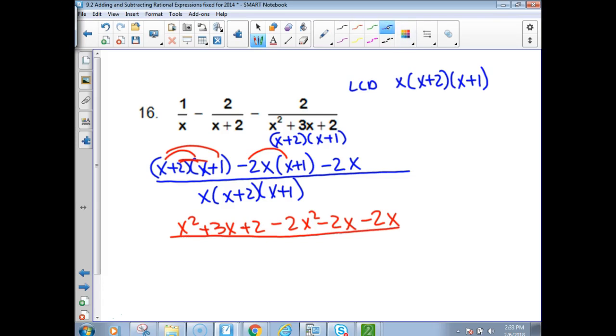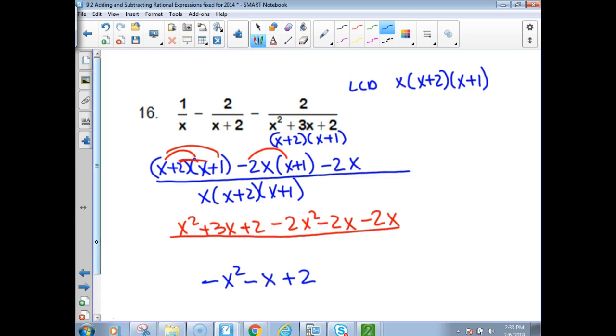Knowing that I have that denominator, would it be okay with you if I don't write the denominator over again right at this moment? Okay. I put the bar there to imply that that should be underneath. All right, so I'm going to simplify. x squared minus 2x squared would be negative x squared. 3x minus 2x minus 2x would be minus 1x. And then I have a plus 2.